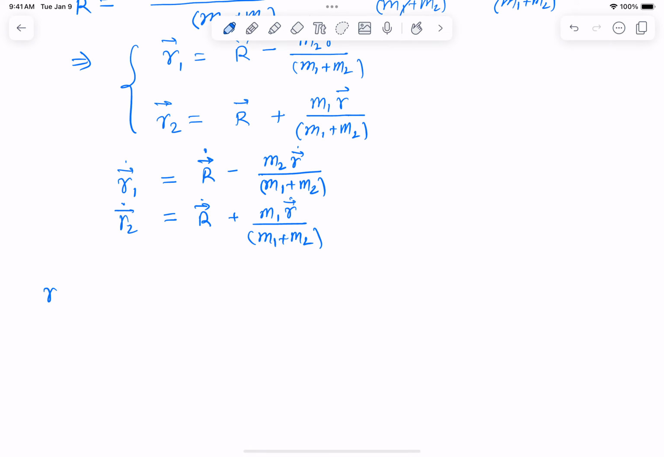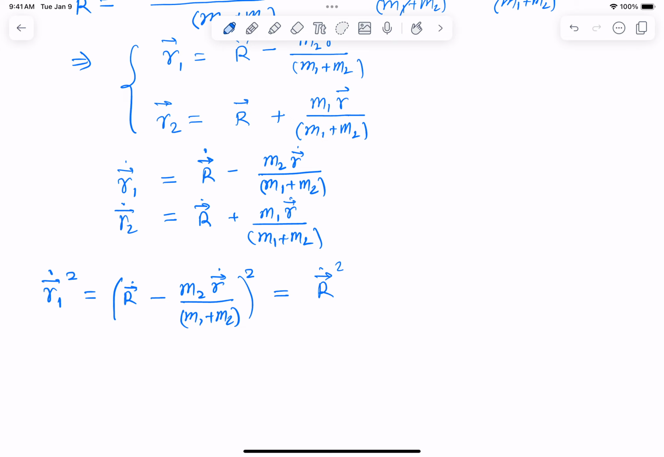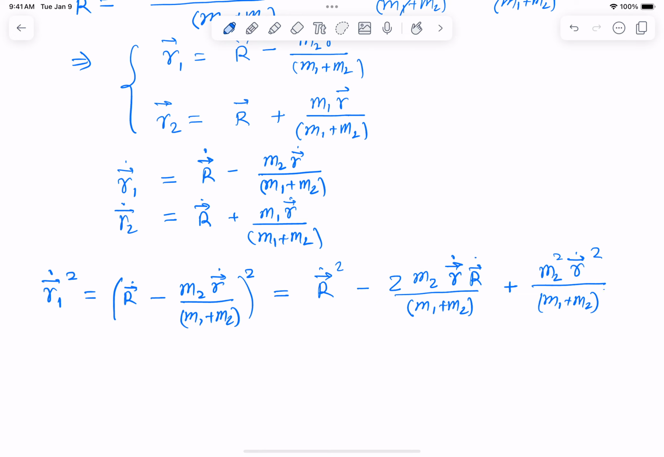So let me write that down here. So r1 dot squared is going to be capital R dot minus m2 r dot divided by m1 plus m2, squared, which will give me capital R dot squared minus 2 m2 r dot capital R dot divided by m1 plus m2, plus m2 squared r dot squared divided by m1 plus m2 squared.